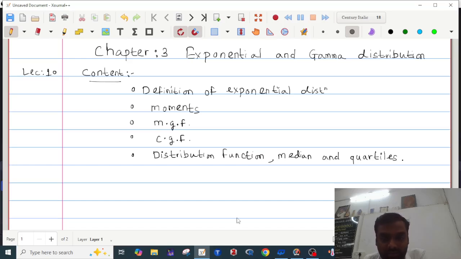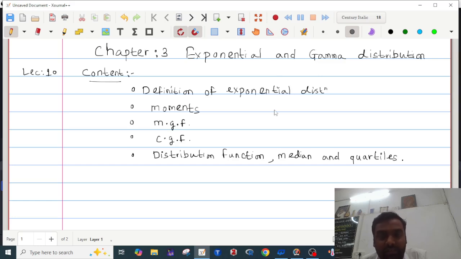Hello students, today we are going to start the next chapter, chapter 3, exponential and gamma distribution. This is an example of a continuous distribution. In real life situations, not all situations are symmetric. There are some cases where an asymmetric distribution may be followed. The exponential distribution and gamma distribution are examples of asymmetric distributions.